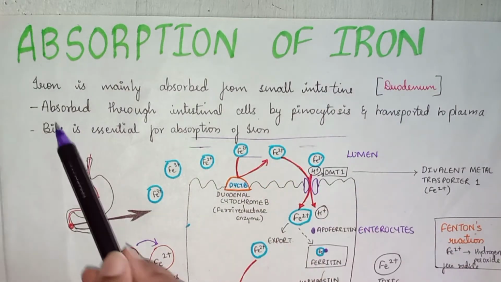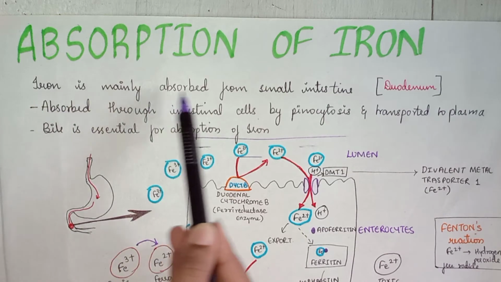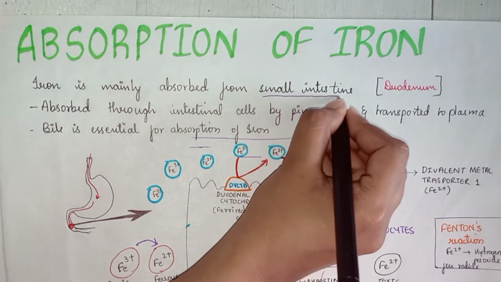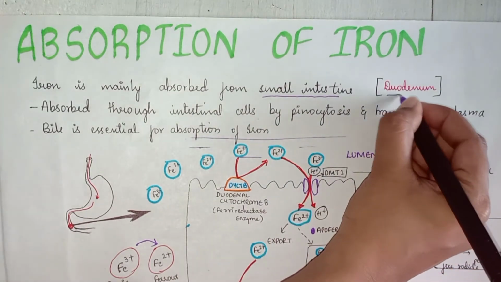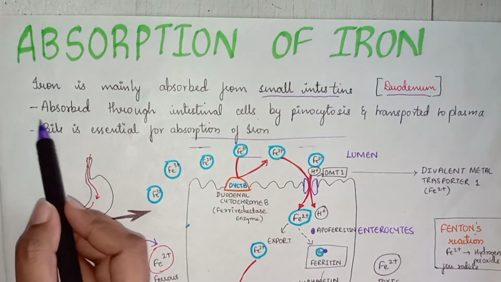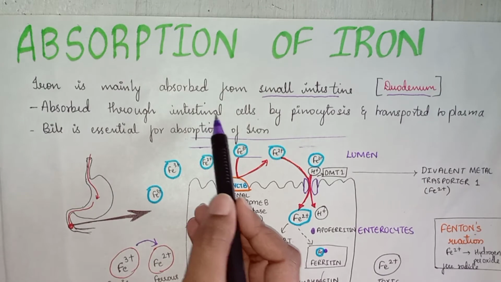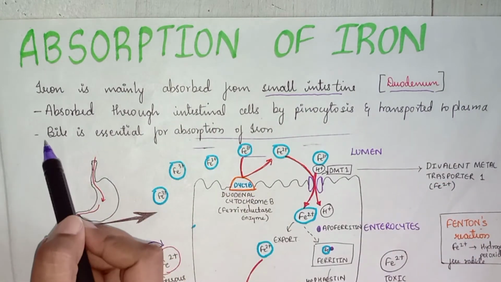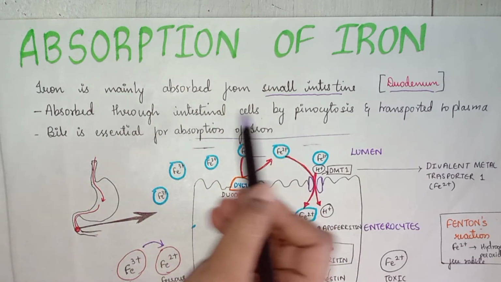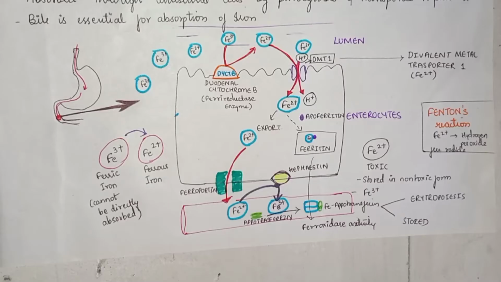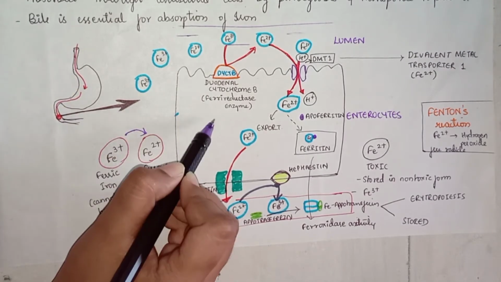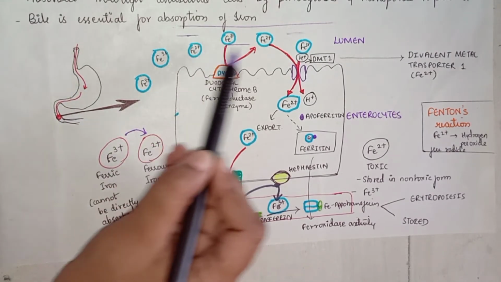Absorption of iron. Iron is mainly absorbed from the small intestine, mainly the duodenum. It is absorbed through intestinal cells by pinocytosis and transported to plasma. Bile is essential for absorption of iron. Now, iron comes into the stomach and is mainly absorbed in the duodenum, that is, by the enterocytes.